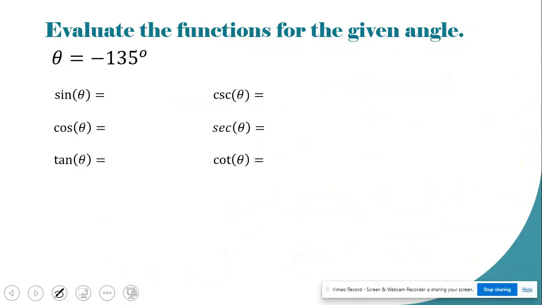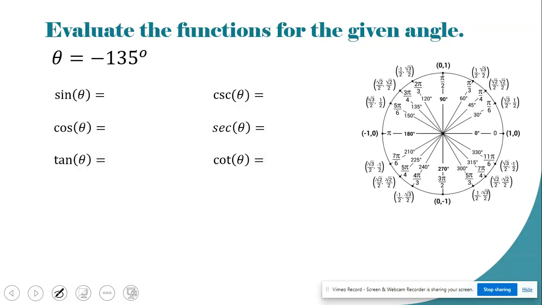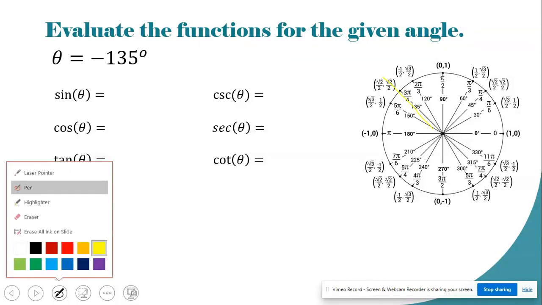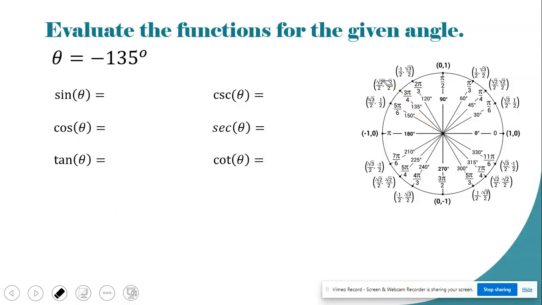Negative 135 degrees. Negative 135 degrees. So I want to notice that positive 135 is over here, right? Oops, I wanted to highlight that.